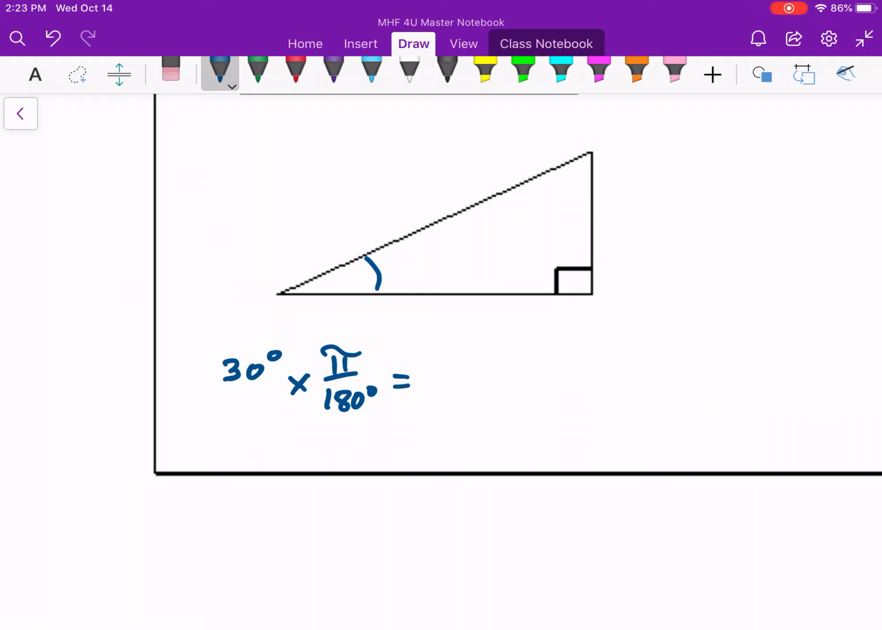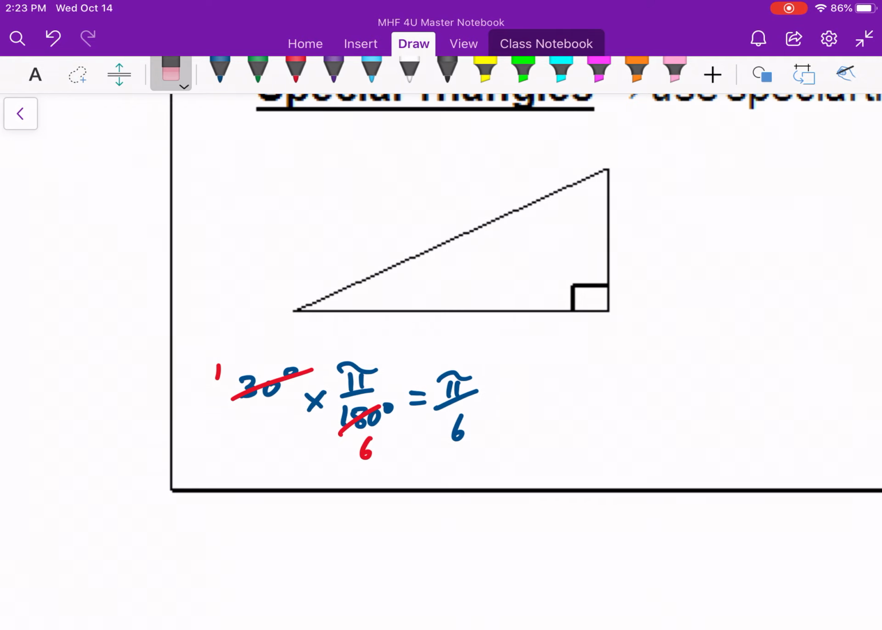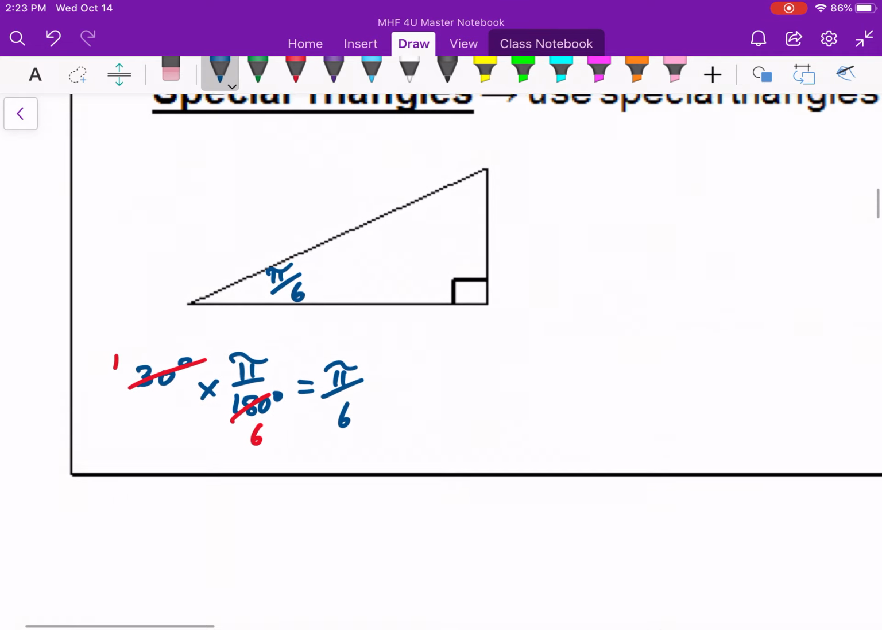And what we'll see is that it goes into itself once, goes into that 6 times. So 30 degrees is the same as pi over 6. So I'm going to get rid of this. I'm going to actually write pi over 6 right in here, if I can get it small enough. That's pi over 6, same as 30 degrees.